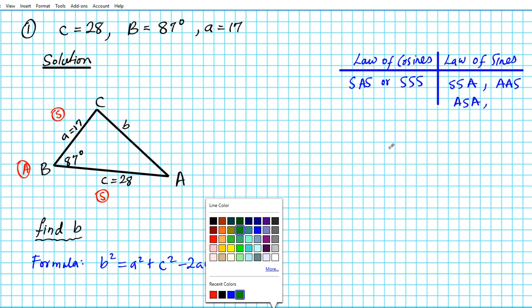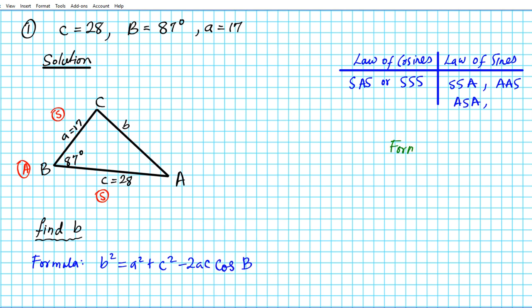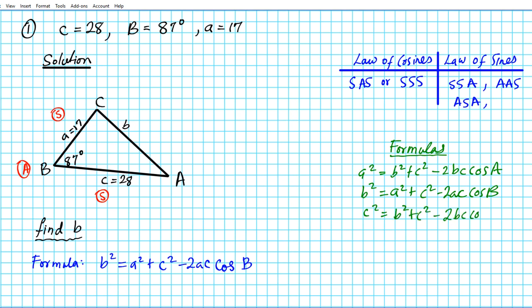So the law of cosines formulas are, you have a squared equals b squared plus c squared minus 2bc cosine big A. Or the one we just wrote, b squared equals a squared plus c squared minus 2ac cosine big B. Or the last one, c squared equals b squared plus c squared minus 2bc cosine big C.